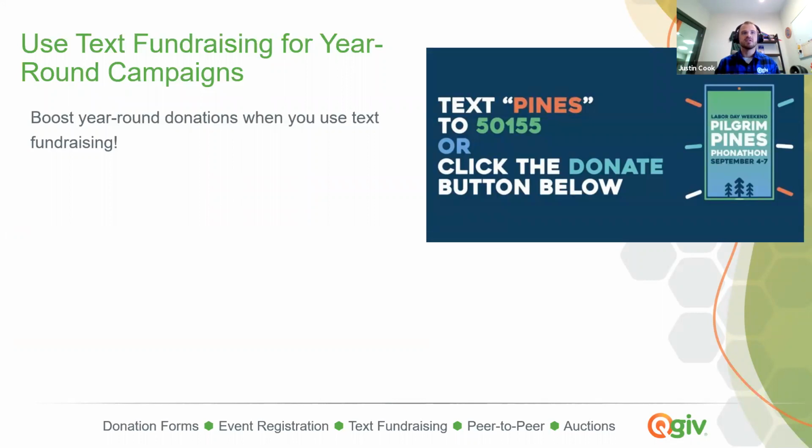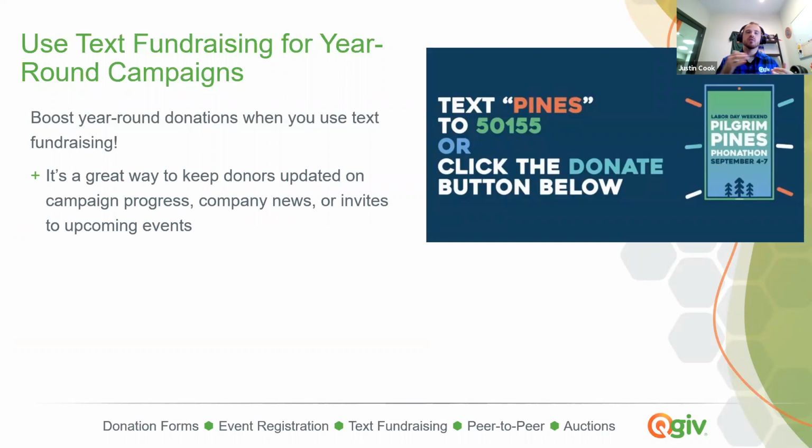First, use text fundraising to boost year-round donations. The first method is a great way to keep donors updated on campaign progress, on company news, and even invite them to your upcoming events. When you're looking to communicate with donors about campaign progress, make sure that you're communicating what your fundraising goal is, what you're fundraising for, and how close you are to that goal as well. And give them the option to donate. This is a great way to boost your overall fundraising efforts, especially when you're super close. And a simple ask really goes a long way.